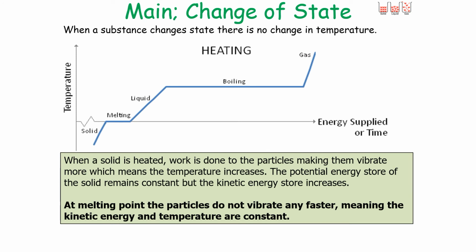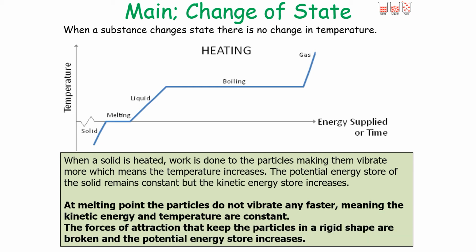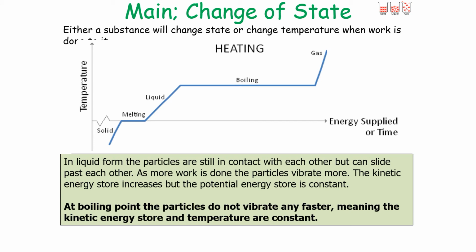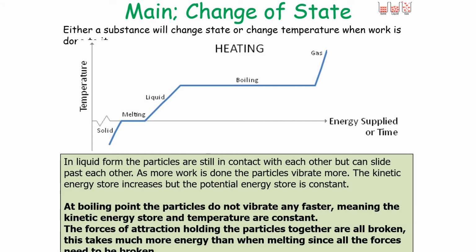Now once again, when a solid is heated, work is done to the particles to make them vibrate more, which means their temperature increases. The potential energy store of a solid remains constant, but the kinetic energy store would increase. But at the melting point, the particles do not vibrate any faster, meaning that the kinetic energy and the temperature are constant. The forces of attraction that keep the particles in a rigid shape are broken, and the potential energy store increases. Now at boiling point, the particles do not vibrate any faster, meaning that the kinetic energy store and the temperature are constant. So it's very, very important we note this, but the forces of attraction holding the particles together are all broken. So this takes much more energy than when melting, since all the forces of attraction need to be fully broken between those particles.